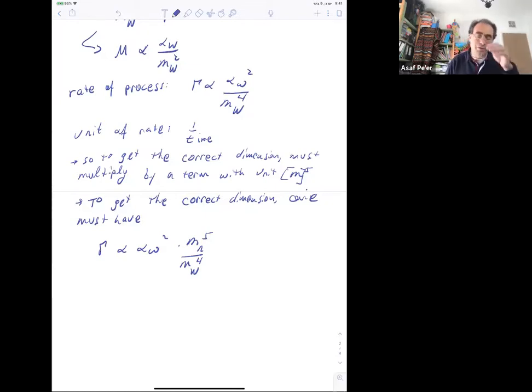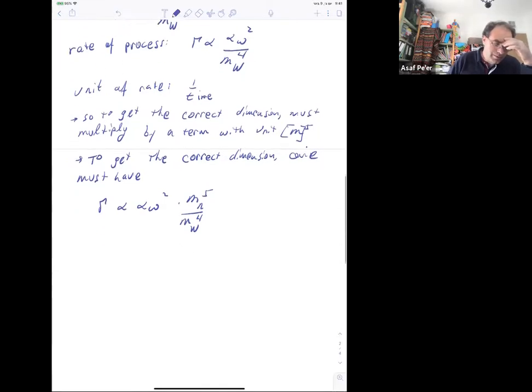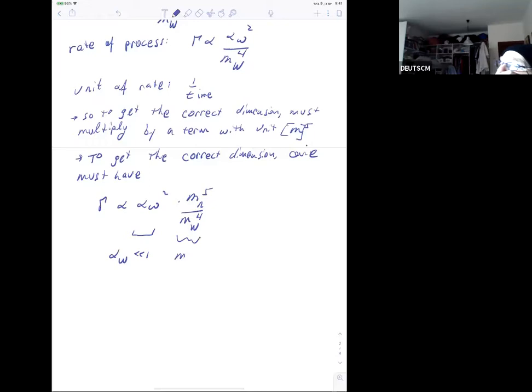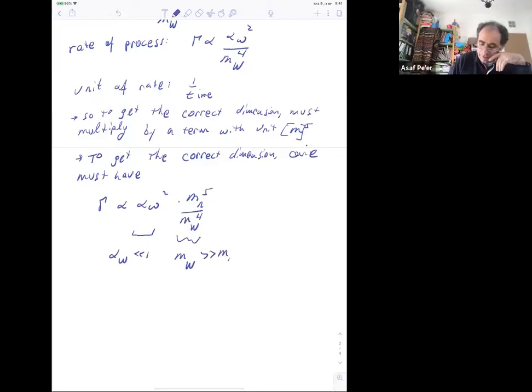That explains why this is so weak, because we have two terms here: alpha weak, which is much less than 1, and the mass of the W, which is much greater than the mass of the neutron. It's a very hand-waving argument, but just to give you an order of magnitude. And again, this argument was used way before the W and Z bosons were actually discovered.